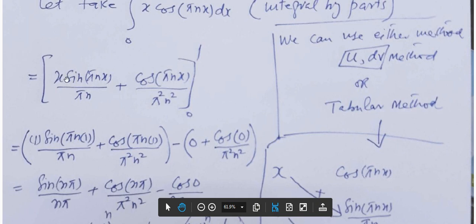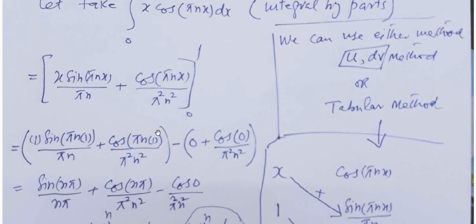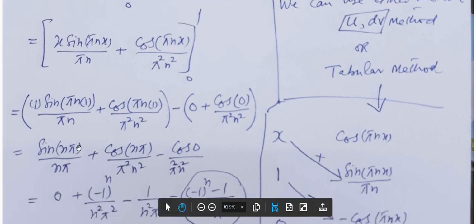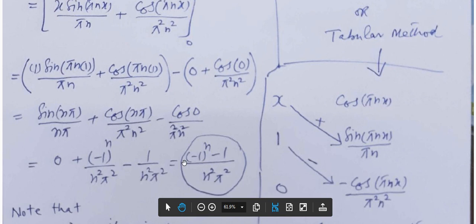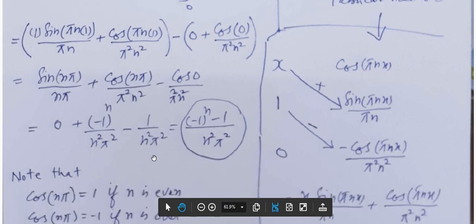If I put 0 here in x, so 0 multiplied by this all will be 0, plus cosine pi n 0, so this will be cosine 0 divided by pi square n square. Now this will be equal to sine n pi divided by n pi plus cosine n pi divided by pi square n square, minus cosine 0 divided by pi square n square. Now note that cosine n pi is 1 if n is even. So you can find this value easily.